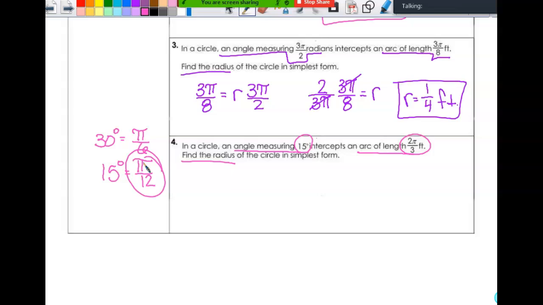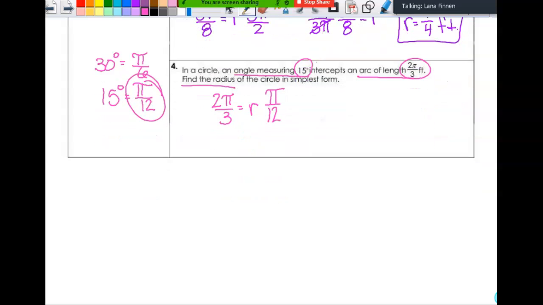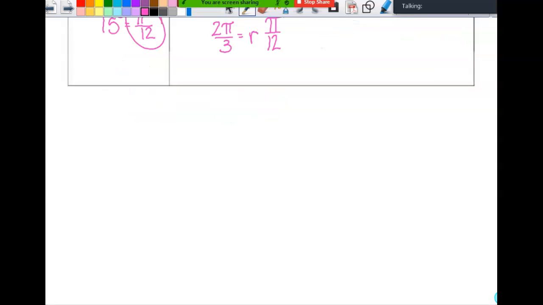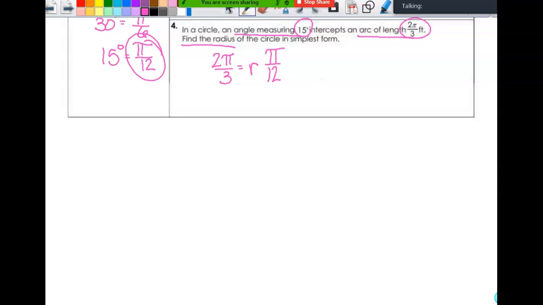I have the arc length. It is 2 pi thirds. That's equal to the radius, which I don't know, times pi 12ths. Okay, so go ahead and finish that one up. I got 8 feet. We good?